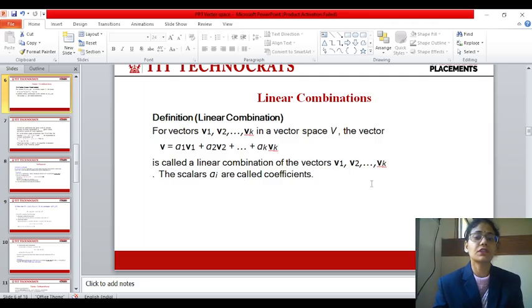Next we have a definition of a linear combination. So what is a linear combination? For any vectors v1, v2, up to vk in a vector space V, any vector v of V can be written as alpha 1 into v1 plus alpha 2 into v2 plus dot dot dot alpha n into vn. This is known as a linear combination. This can be said as vector v is written as a linear combination of elements v1, v2, v3 up to vn, where a1, a2, up to ak are the coefficients of the vector space.